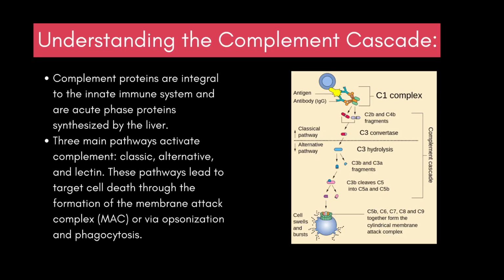So first off, I'd like to open up talking about the complement cascade. Complement proteins are integral to the innate immune system and are acute phase proteins synthesized by the liver. Three main pathways activate complement: the classic pathway, the alternative pathway, and the lectin pathway. These pathways lead to target cell death through the formation of the membrane attack complex, known as the MAC complex as well, or via opsonization and phagocytosis. Let's go ahead and move on to the next set of content.